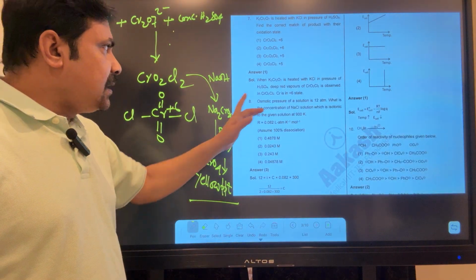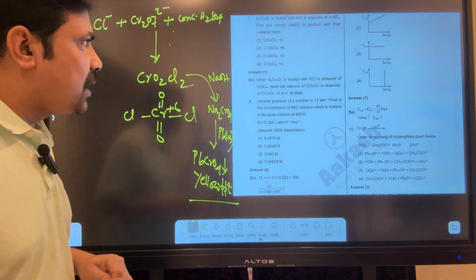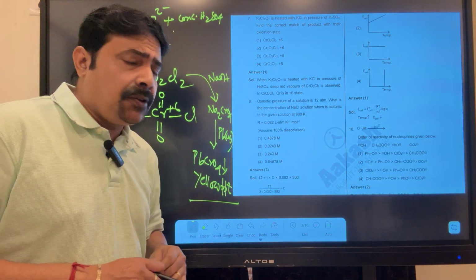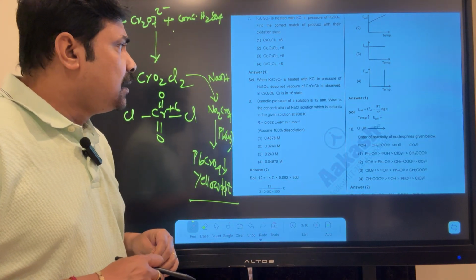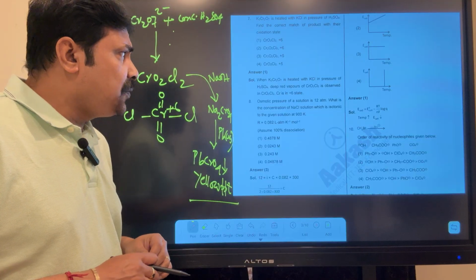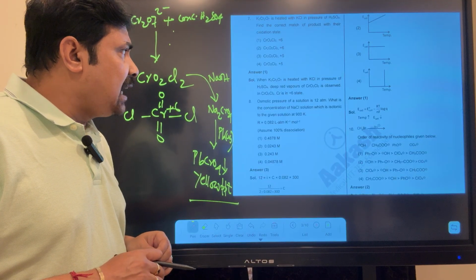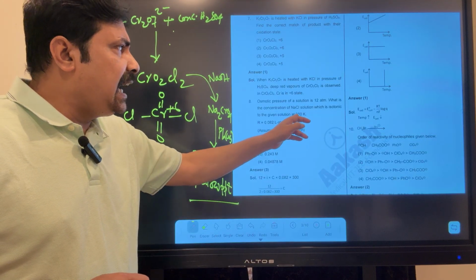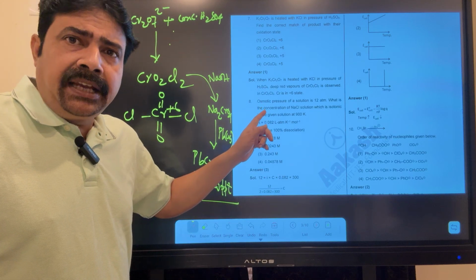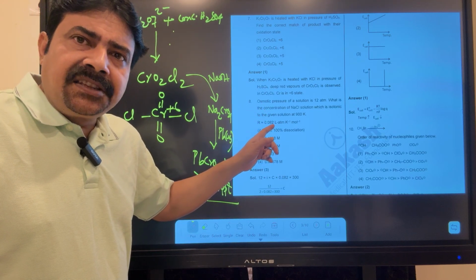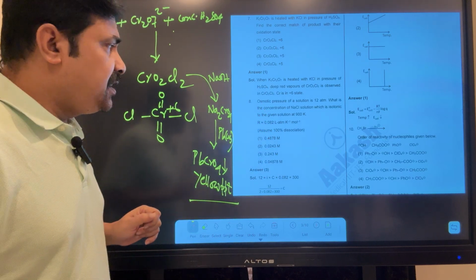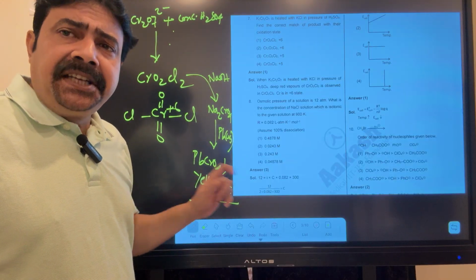Now here they are giving question number 8. You look at, the osmotic pressure of a solution is 12 atmosphere. What is the concentration of NaCl solution which is isotonic to the given solution at 900? It should not be 900, it is nothing but 300. So it is not 900, it is 300 K.